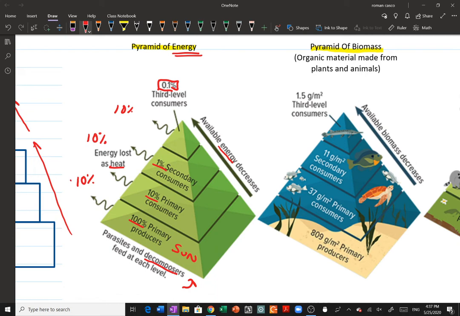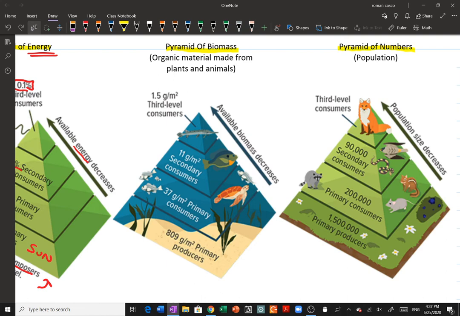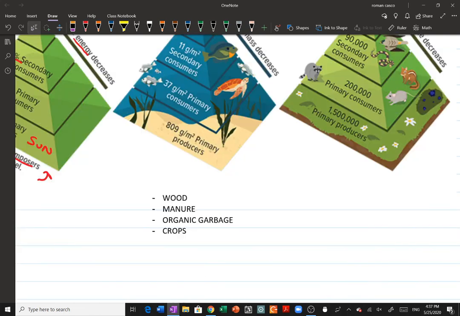Okay, and the next energy pyramid we're going to talk about is the pyramid of biomass. And biomass is very similar to energy and how the content that's being passed down decreases, right? But what is biomass? Biomass is organic material made from plants and animals, and this could be wood, this could be feces, manure that is being produced, and waste that is being liberated from animals, organic garbage, dead material, right? Crops, foliage that has accumulated over time.